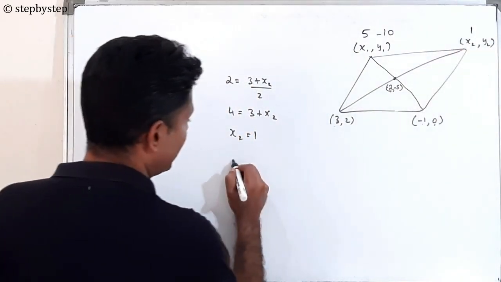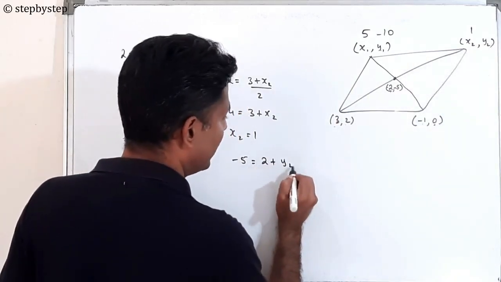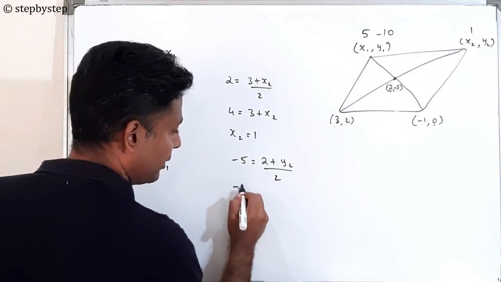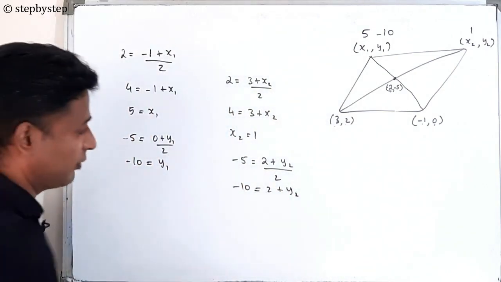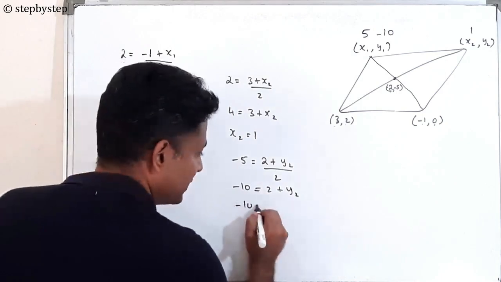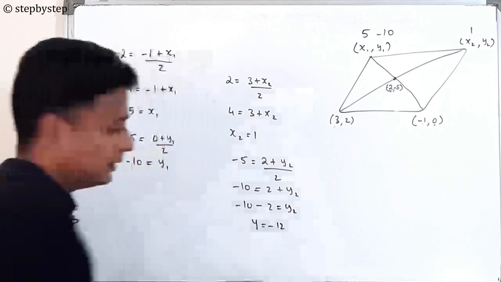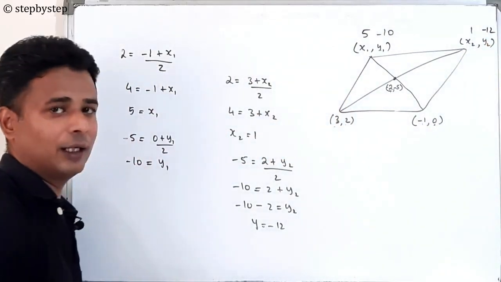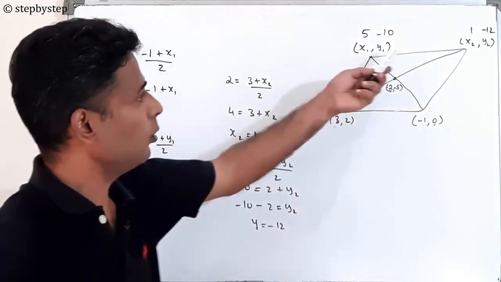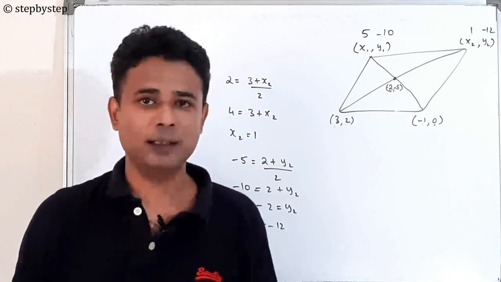Similarly, the y coordinate is minus 5. So (2 plus y2) by 2 equals minus 5. So I get minus 10 equal to 2 plus y2. 2 into minus 5. So when I transpose, I get minus 10 minus 2 equal to y2. So y2 equal to minus 12. So I got this as minus 12. And we found the other two vertices, 5 comma minus 10 and 1 comma minus 12.